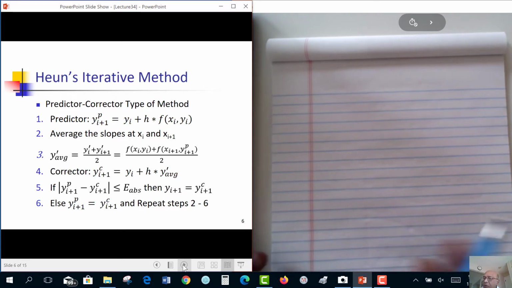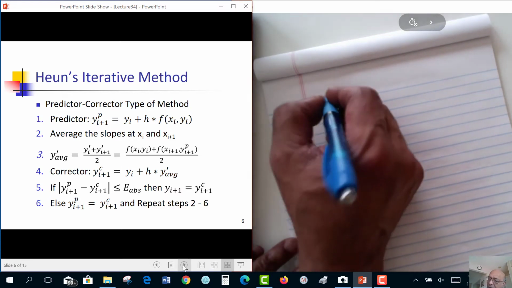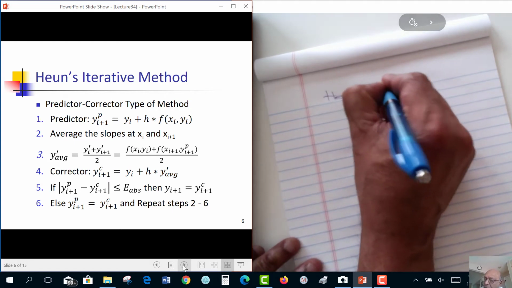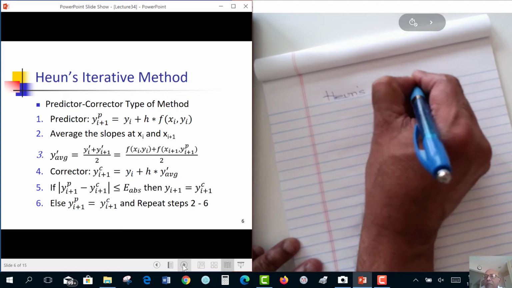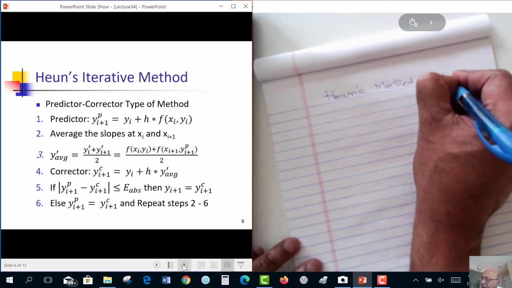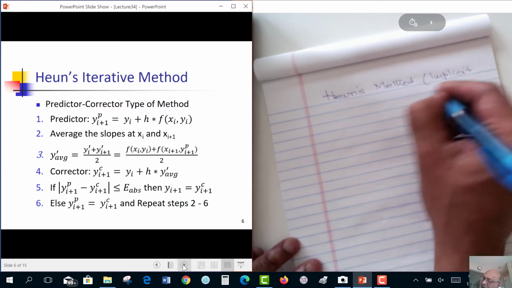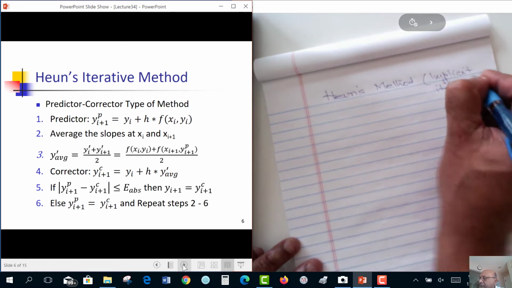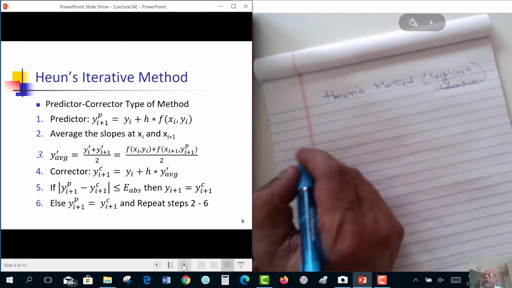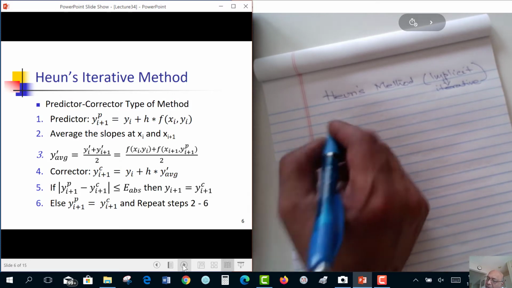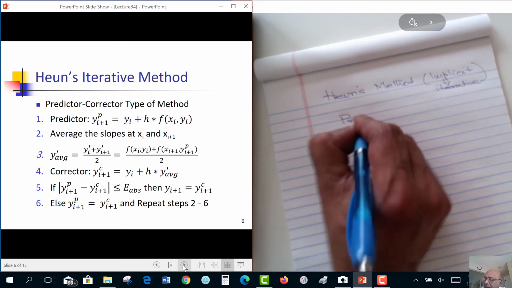Okay, so let's look at Heun's method. We say Heun's method is an implicit method. Implicit means basically that it is iterative. We just don't have a simple formula that we go ahead and calculate. It is also called a predictor-corrector type of method.